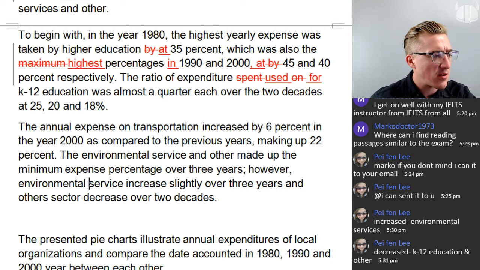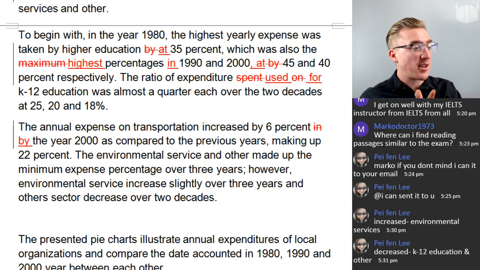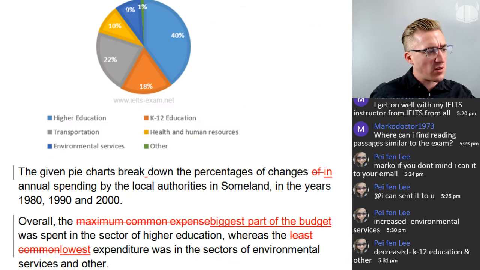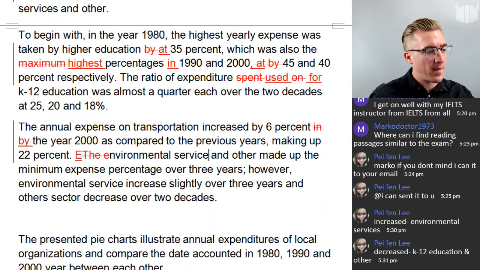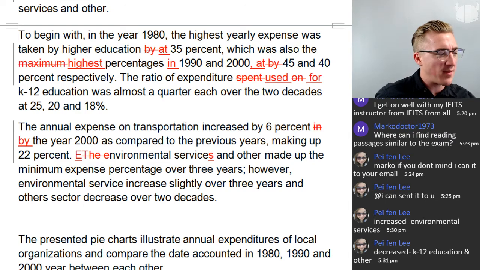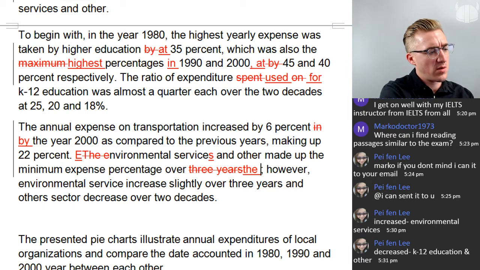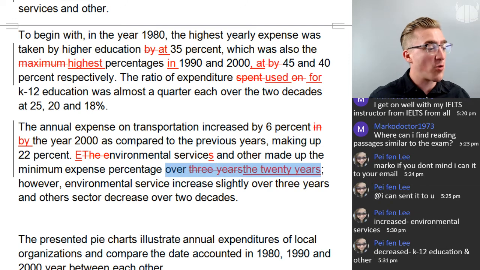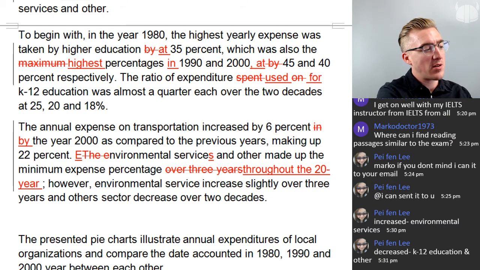The annual expense on transportation increased by 6% in the year 2000 as compared to the previous years, making up 22%. Not bad. I'm going to use by the year 2000, until the year 2000. The environmental services, yeah, and other, oh, I do see environmental service, sorry. No, never mind. Yeah, we're still missing health and human resources, yeah. And other made up the minimum expense percentage over 3 years. Over the 20 years, right? Or maybe, how about throughout the 20-year period?